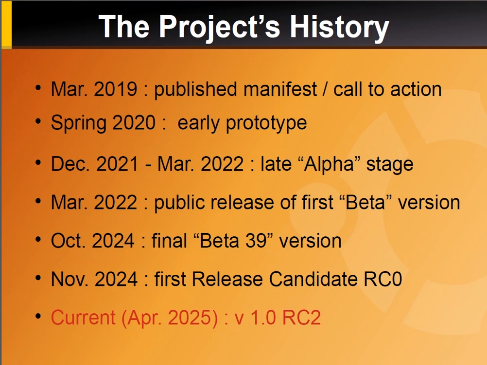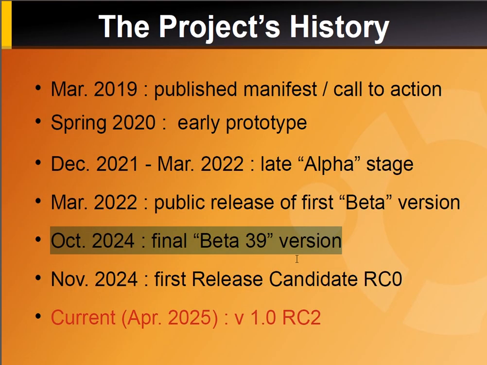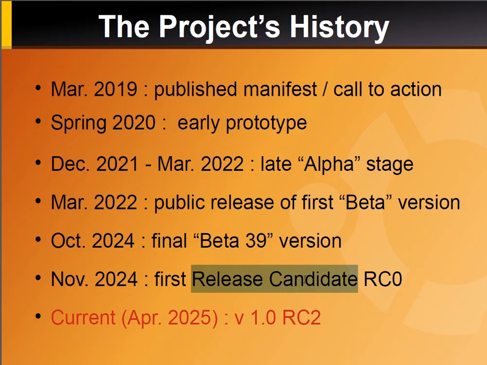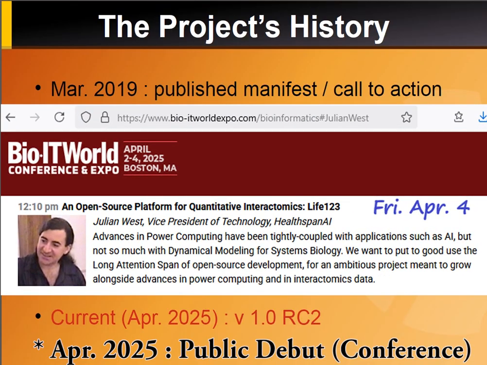The project's history is as follows. Early prototype in 2020, first beta release in early 2022, and then a long series of beta releases, the last of which was at the end of last year. It's now a series of release candidates. The terminology reflects the fact that the platform has been becoming a lot more stable and adding more features. And then, in April 2025, this project had its public debut with a talk I was invited to give at this conference.